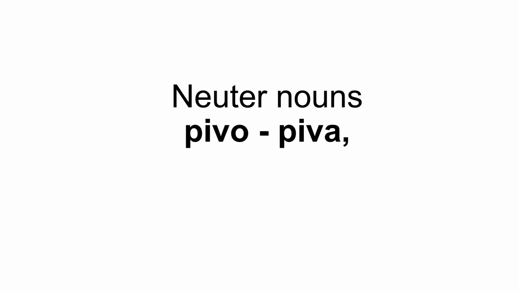Now let's see a neutral noun. Neutral noun here is beer, pivo, favorite drink of many. So in genitive case it sounds piva. So if you use numbers like dva piva, tri piva, četiri piva, okay, it ends on a.